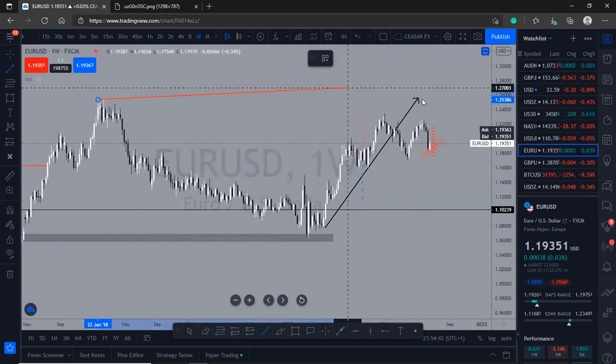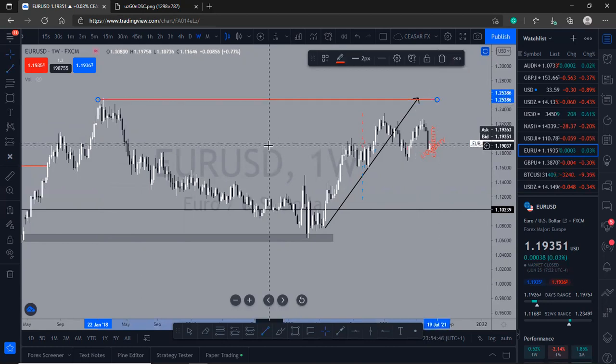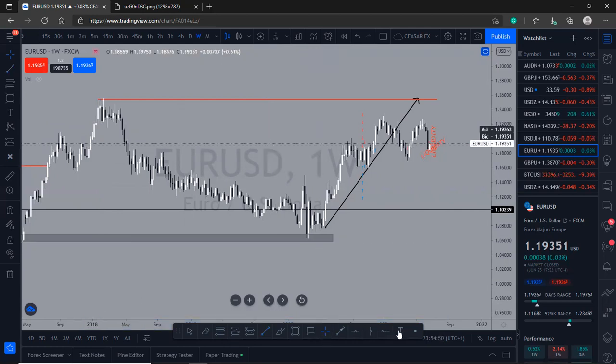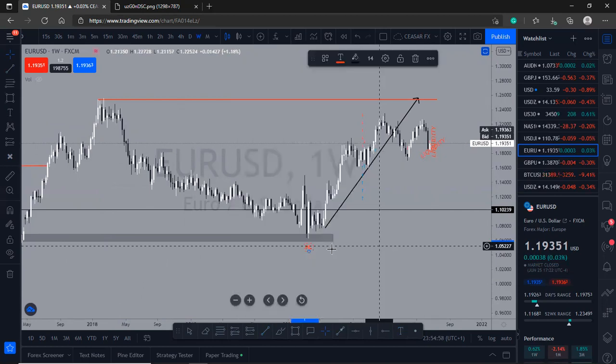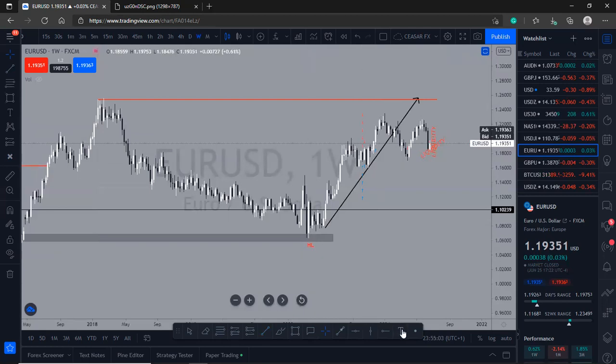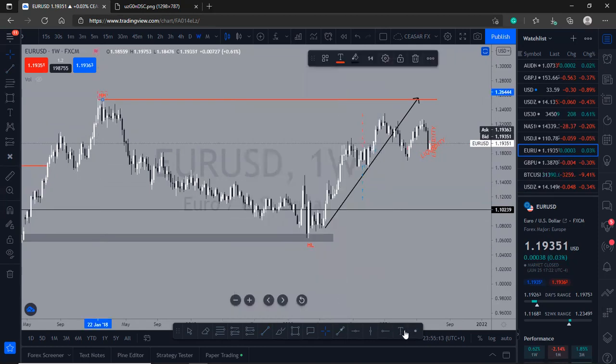So what I will do most of the time, I'll go ahead and label this one as our higher high. This one is our higher low, to show that the structure is bullish. Higher low. And then this one, higher high. This is what I'm seeing right now. And next, we want to see the higher high once again.